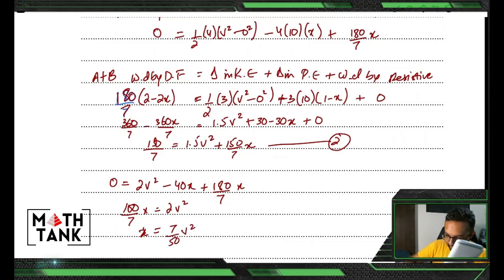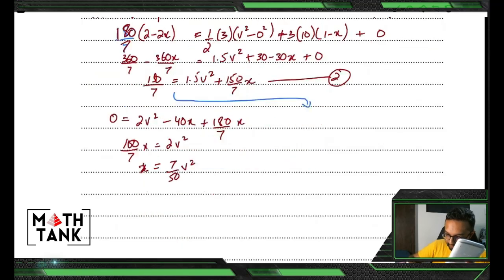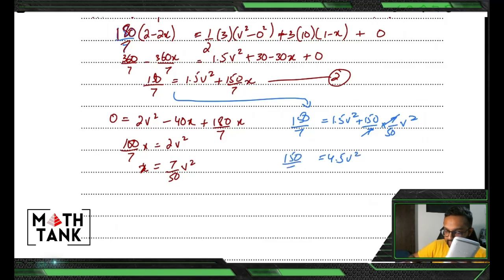Then can I substitute it into the other equation and see if I get a solution out of this? That's 150 over 7 equals 1.5 v squared plus 150 over 7 into 7 over 50 v squared. I've replaced x with 7 over 50 v squared. So I get 3v squared, that's 4.5 v squared equals 150 over 7. 150 divided by 7 divided by 4.5 and then take a root. So I get v equals 2.18, which is the final solution for this question.